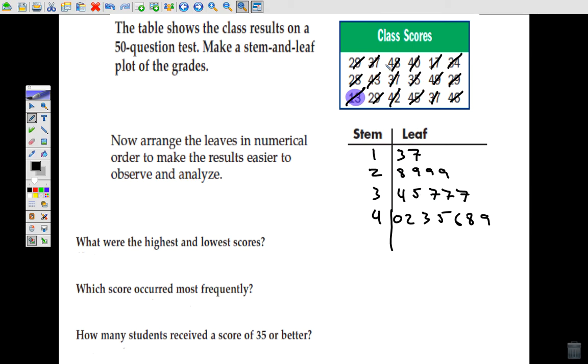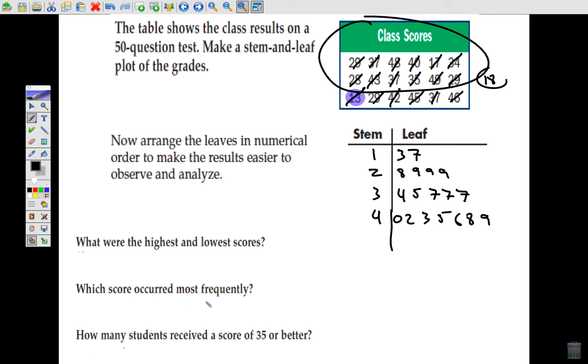Okay, so I'm going to double check my numbers so I don't make mistakes. I have 1, 2, 3, 4, 5, 6, 7, 8, 9, 10, 11, 12, 13, 14, 15, 16, 17, 18. This is 3 by 6, which is 18 numbers, so I'm good to go. If I were only looking at the raw data, it would be harder to answer some of these questions, but since I have it in a stem and leaf plot, what were the highest and lowest scores? Easy, 13 and 49. Which score occurred most frequently? Remember what the number that occurs most frequently is called.